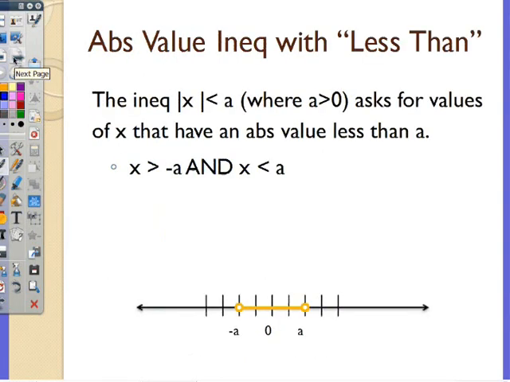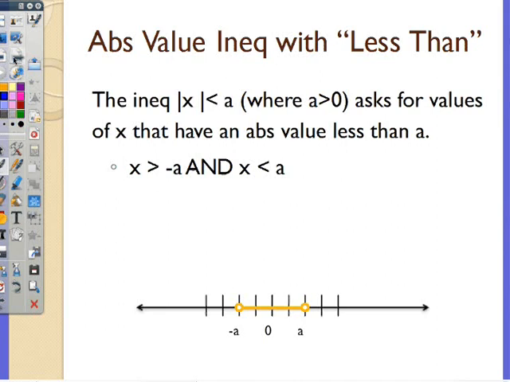On to less than problems. When they have less than, okay, I'm going to write this down. I know it's a lot of writing today. The inequality, the absolute value of x is less than a. Okay, ask for values that have an absolute value of x less than a. If you can read the algebra, you can write the words. It's the same thing. Okay?